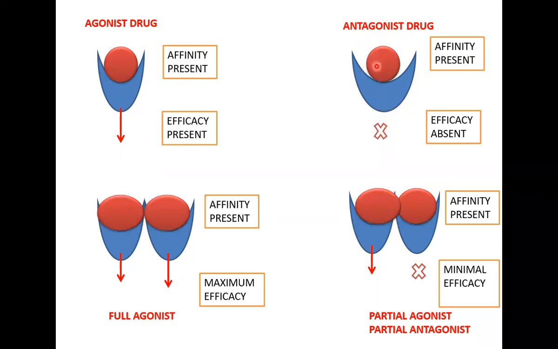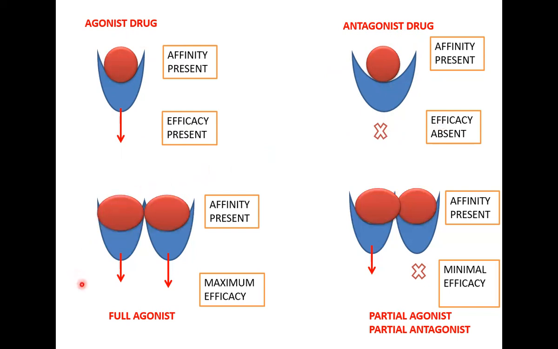So it only comes here and binds. But so far as it binds, then there is affinity, but because it cannot release any signal to the cell to cause intrinsic activity, we say there is no efficacy. So for an agonist drug, there is affinity as well as efficacy. It is able to bind as well as cause intrinsic activity. For an antagonist drug, there is affinity because it can bind, but it's not able to cause any intrinsic activity, any biological action. So efficacy is absent.